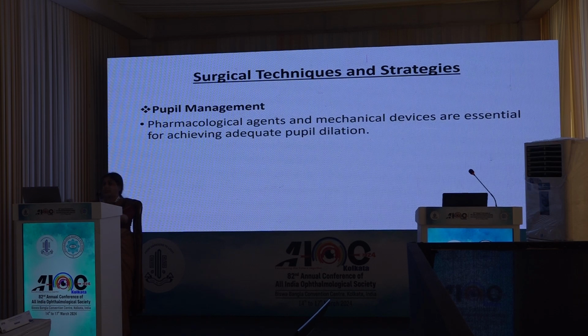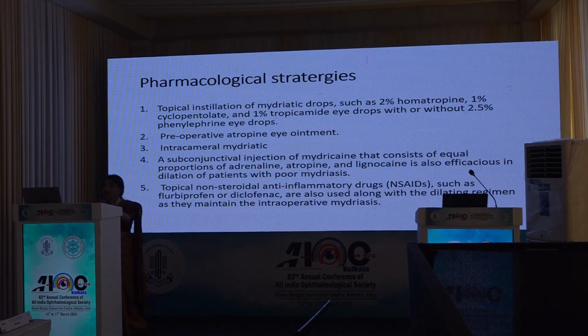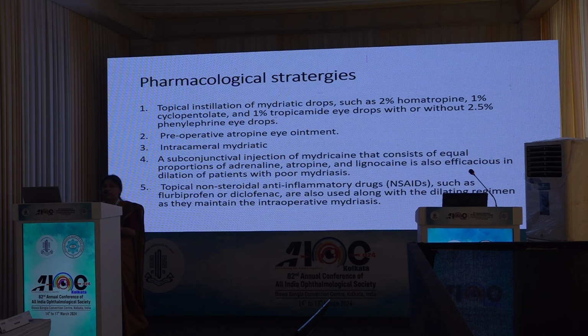So what are the strategies for pupil management? What can we do? So first is pharmacological strategies. Usually we give a mydriatic; we can use tropicamide, cyclopentolate, homatropine, preoperative atropine ointment, intracameral mydriatic, or a subconjunctival injection of a mydriatic, or a topical non-steroidal anti-inflammatory drug such as flurbiprofen. So it will augment the dilatation as well as maintain the intraoperative mydriasis.